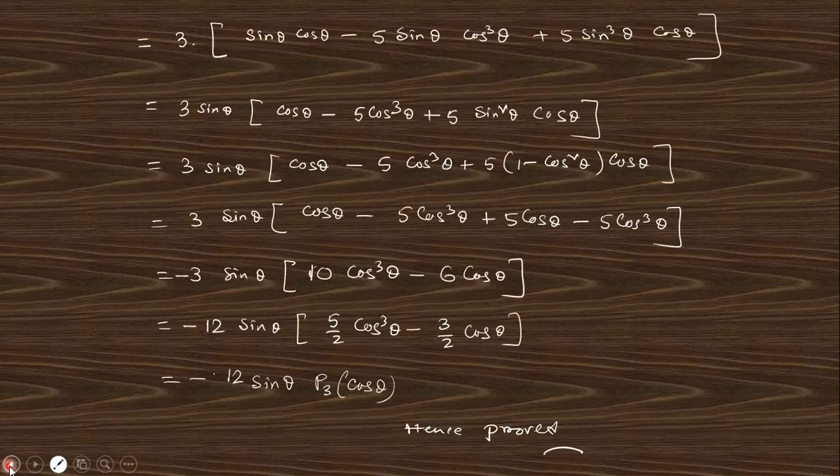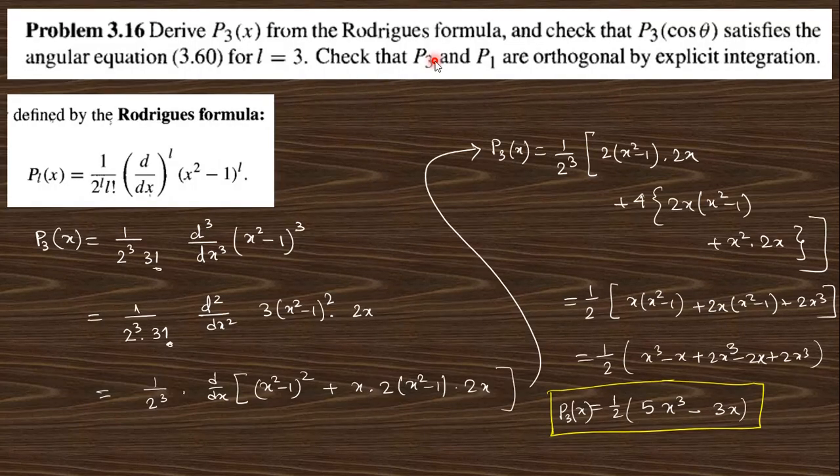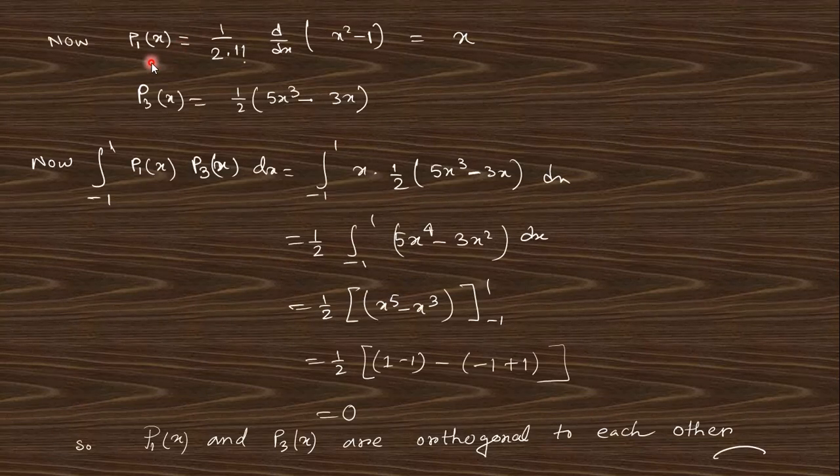Then there was a question to check that P1 and P3 are explicitly independent. Explicitly means they are independent of each other. So P1(x) is x and P3(x) equals this. If you multiply these and integrate from -1 to +1, that is the limit of the Legendre function, after putting in the value you will get this expression is 0. Since this is 0, you can easily say these two are orthogonal to each other. Go to the next question.